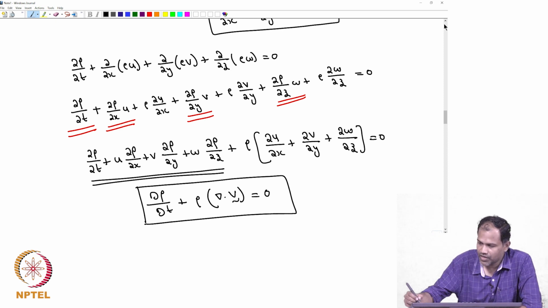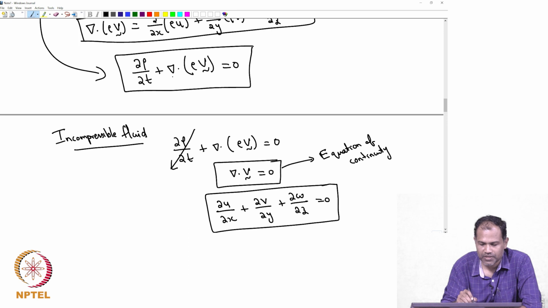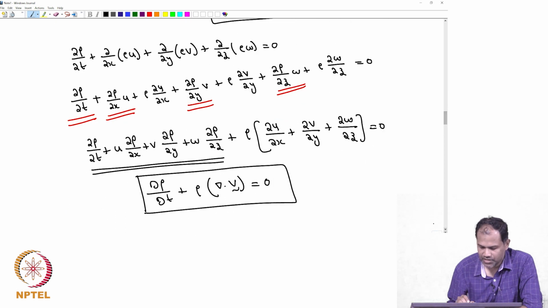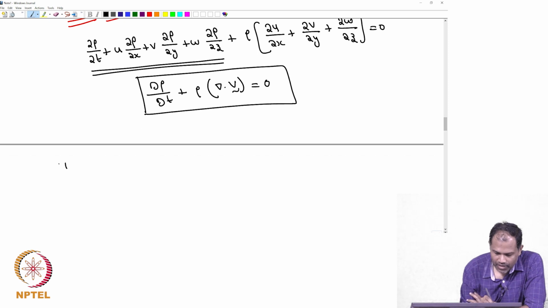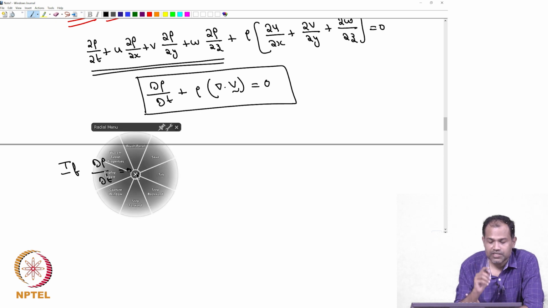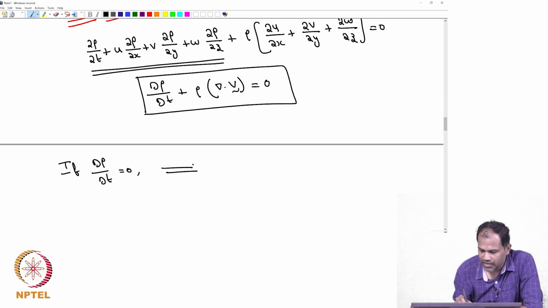So, we wrote the continuity equation in two forms. The first is del rho by del t plus divergence of rho v is equal to 0, or you could also write it as the substantial derivative of rho and then rho times del dot v is equal to 0. One good thing is that when you write it in this form, if d rho by dt is equal to 0, that means the substantial derivative of rho is 0. So, if you are following a fluid element and its density does not change, then d rho by dt would be 0, in which case you get divergence of V is equal to 0.